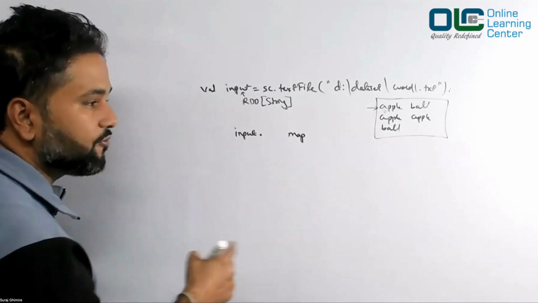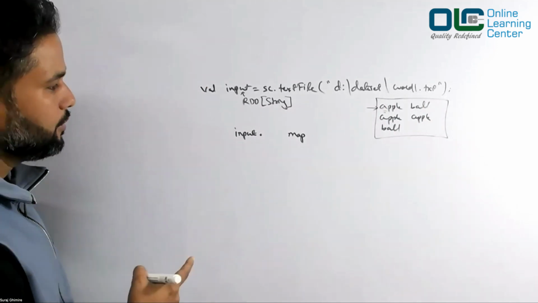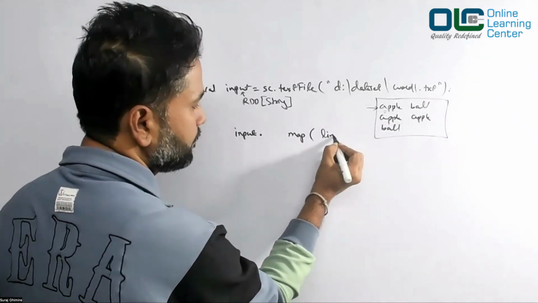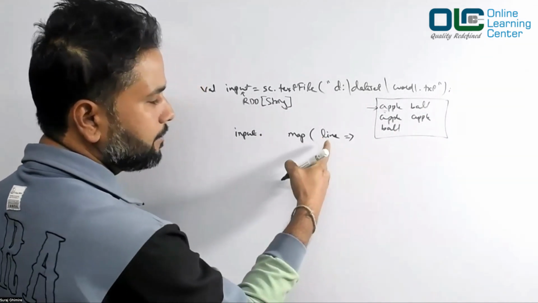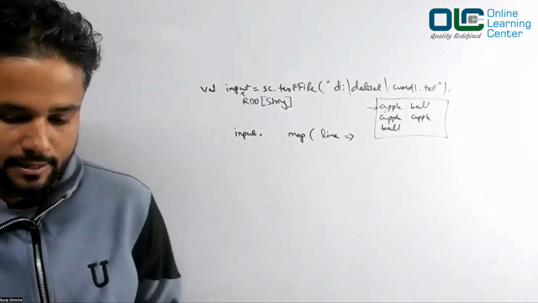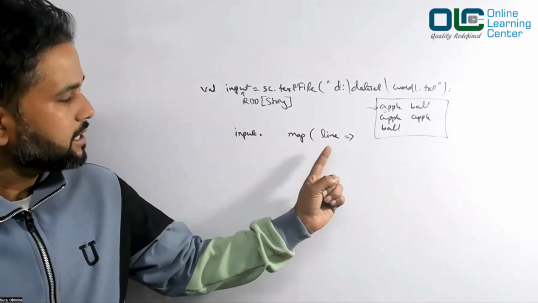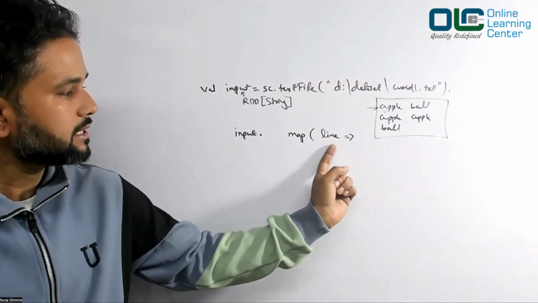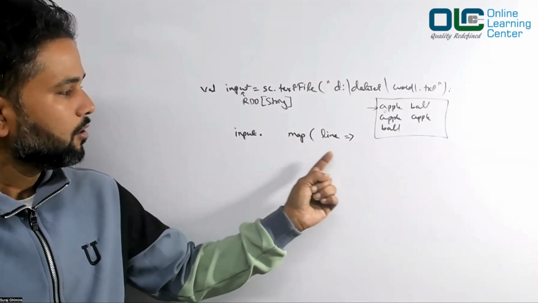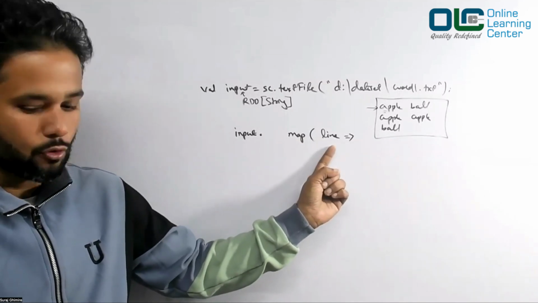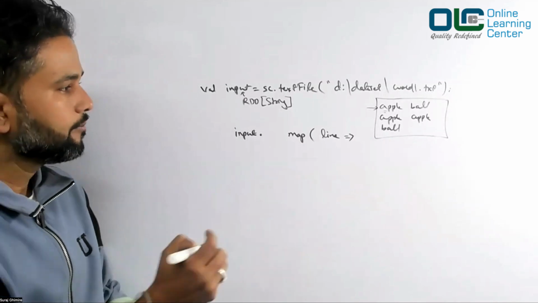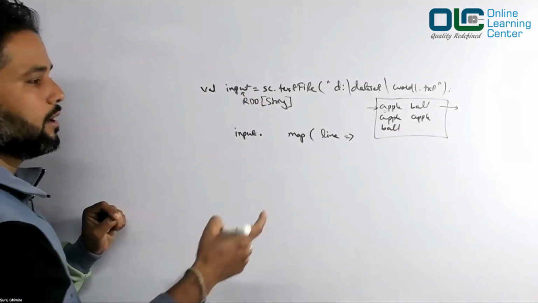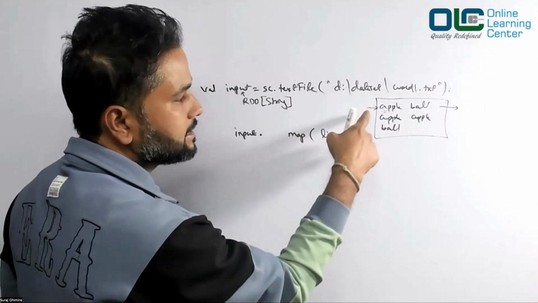When you say map, that means for each line. So I'll get line here. So first time, what is the value of line, guys? I want you to answer this. First time, what is the value of line based on this data set? What would come up in this line? I said input dot map of line. So this line will hold what value? This line will hold apple ball, right? So the meaning of line is now apple and ball.